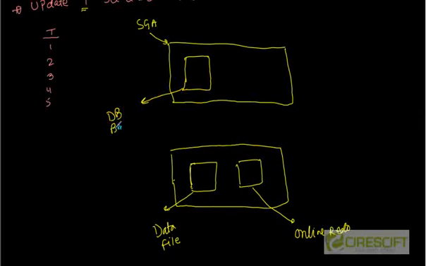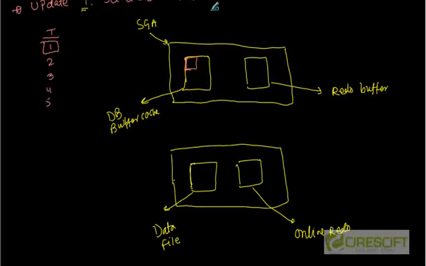So this is the db buffer cache, and then I have the redo buffer. Whenever this statement comes, update T set A is equal to 5, I'm going to make a buffer dirty here. That means the value of A was 1 and I make it 5 now.